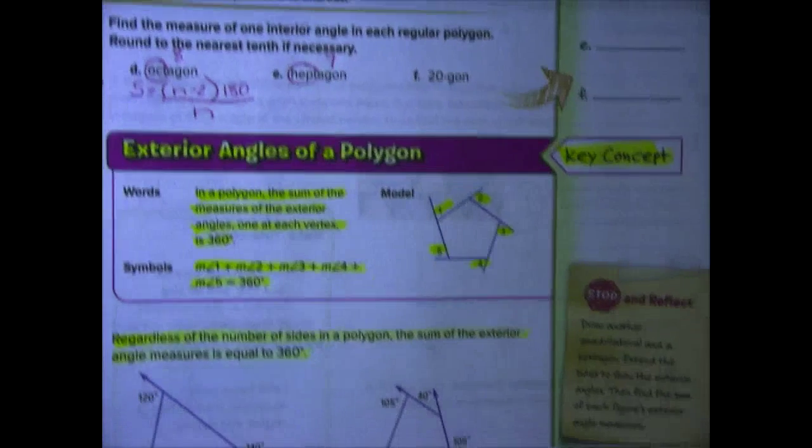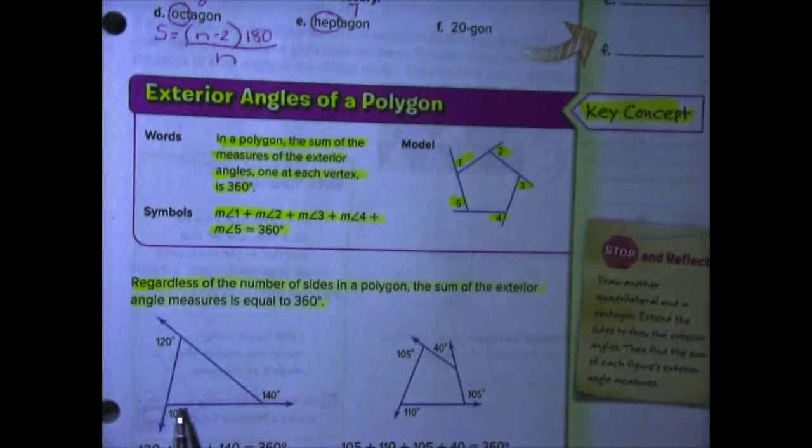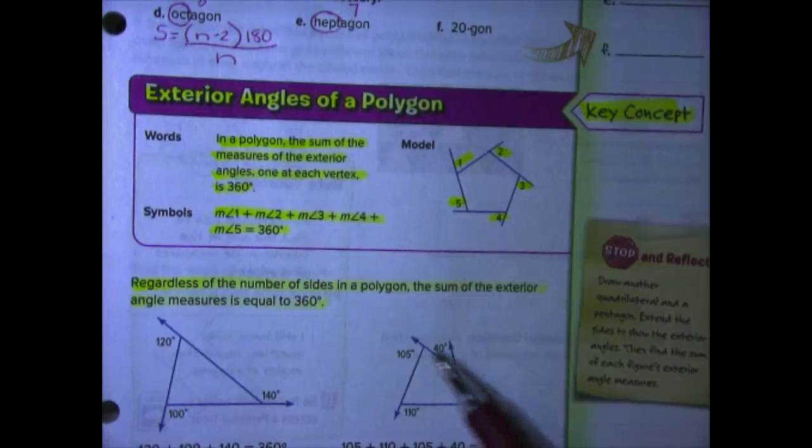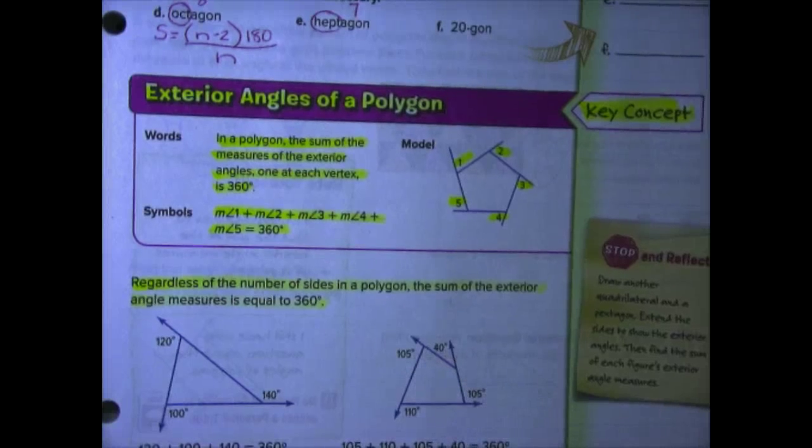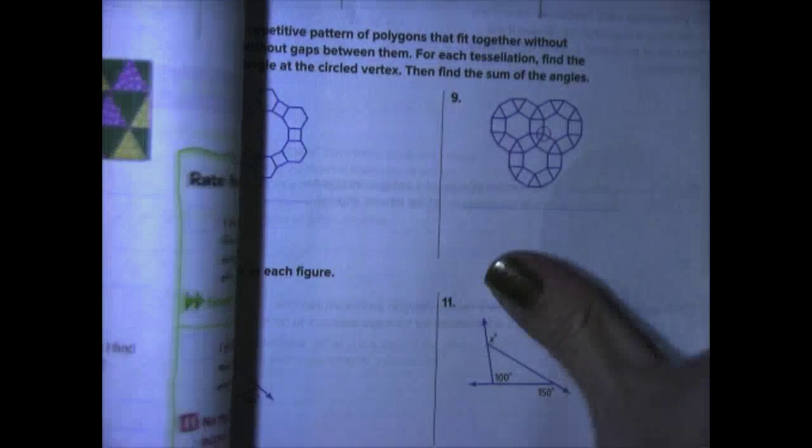So here we have a 3-sided polygon, which is a triangle. Add those 3 together, you're going to get 360. We have a 4-sided polygon, which is a quadrilateral. When we add all 4 of those together, we're going to get 360. Does not matter what their sizes are, doesn't matter what they look like, the exterior angles are always going to equal 360. Let's turn to page 400.